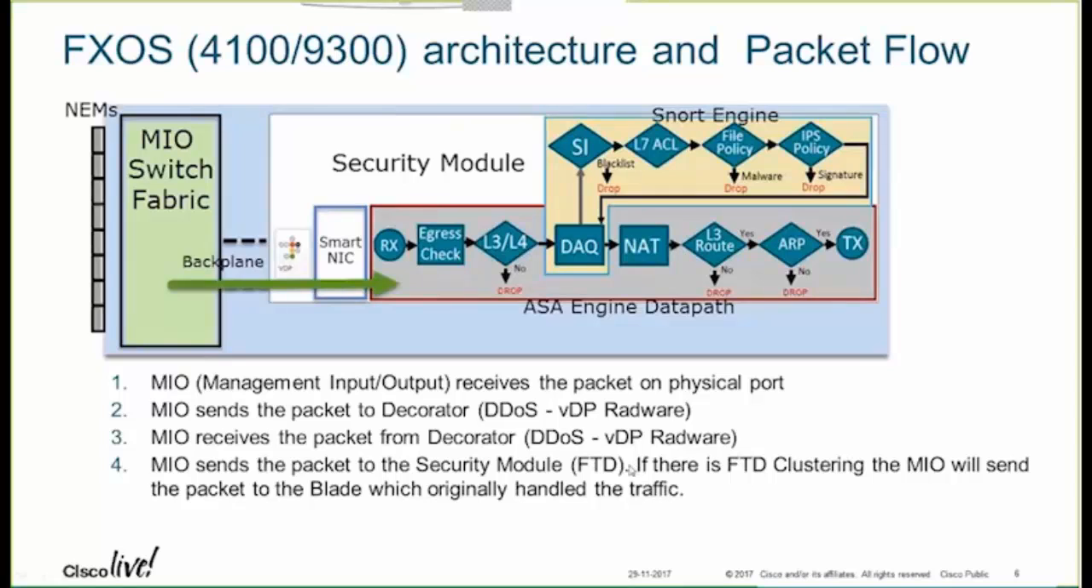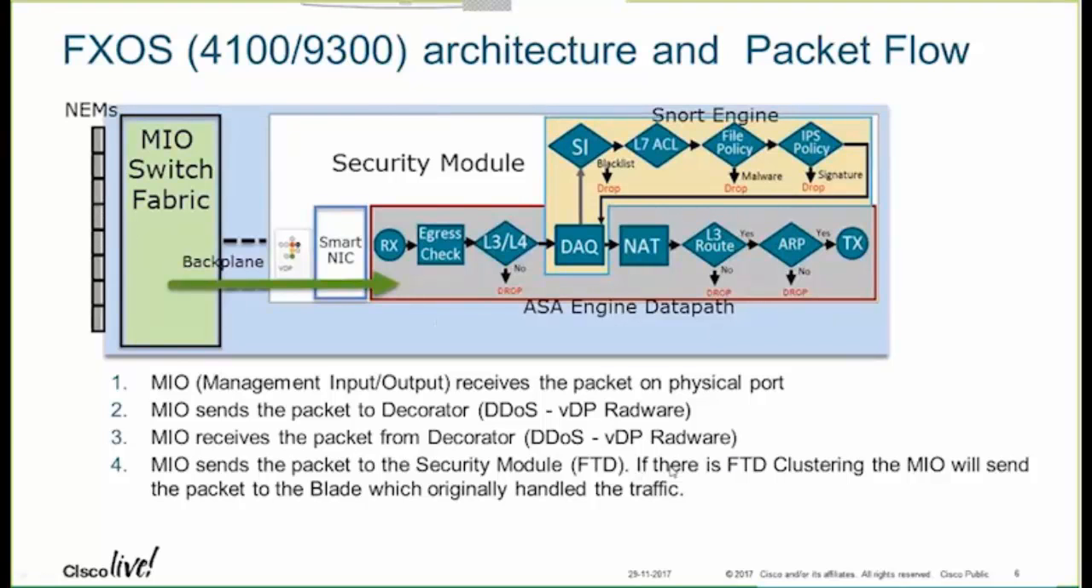Now assuming a condition wherein there's an already existing flow present on the chassis, and I'm considering this to be a 9300 platform, and I have set it up as an intra-chassis cluster, wherein all the security modules are running FTDs and they are running as a cluster. If I have an already existing connection, the MIO switch fabric is the one which ensures that for a specific flow or a specific connection, the traffic is always sent to the same security module.